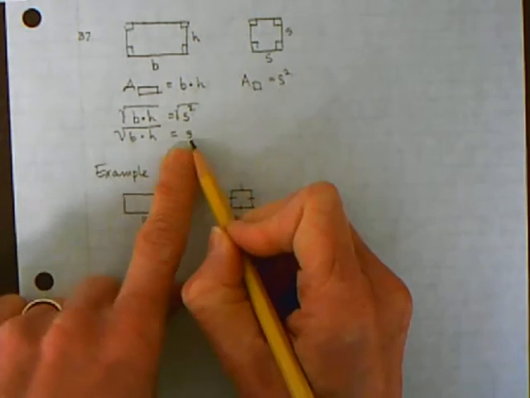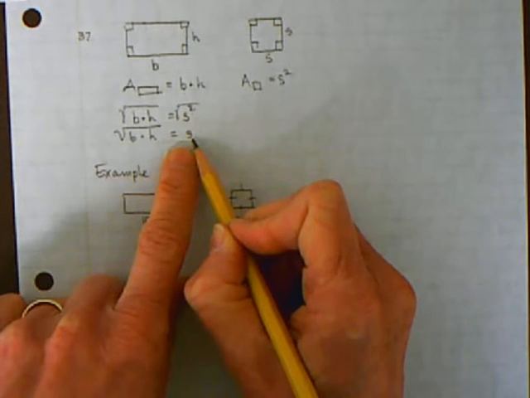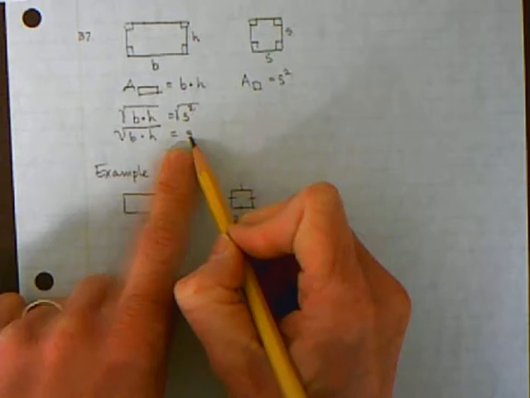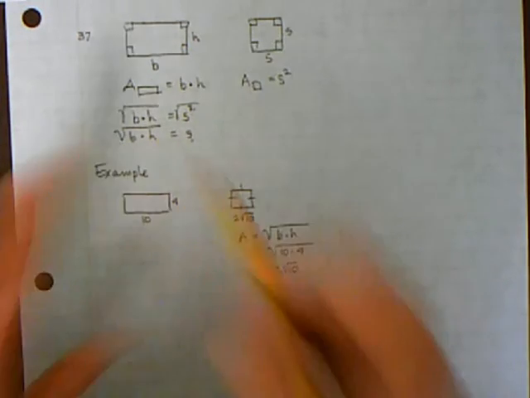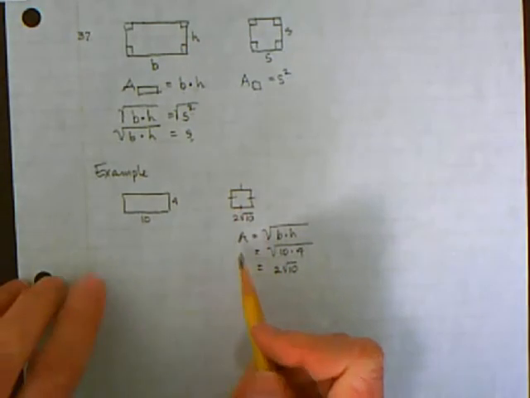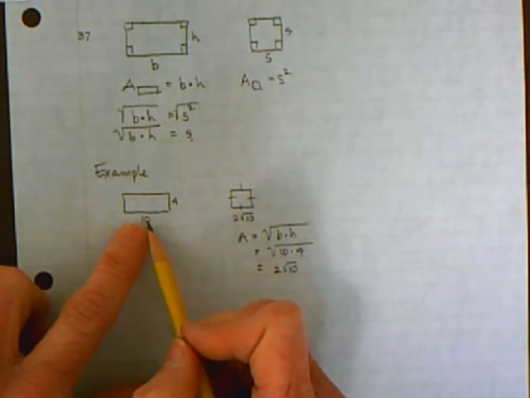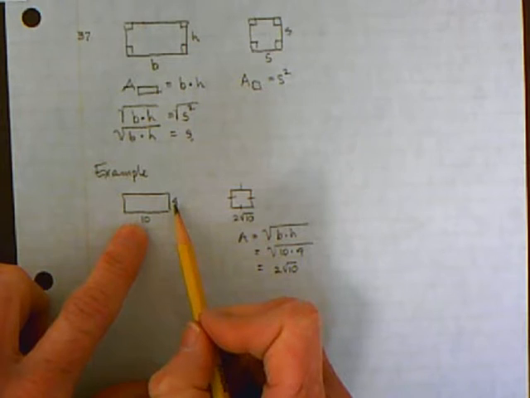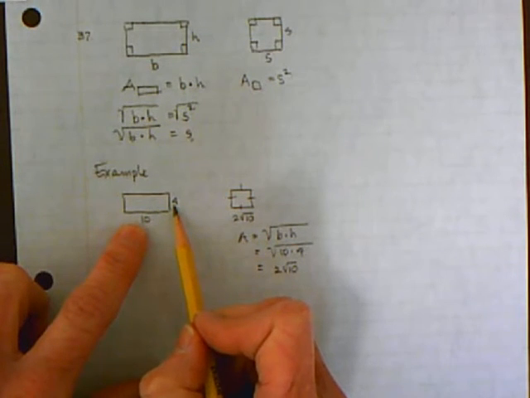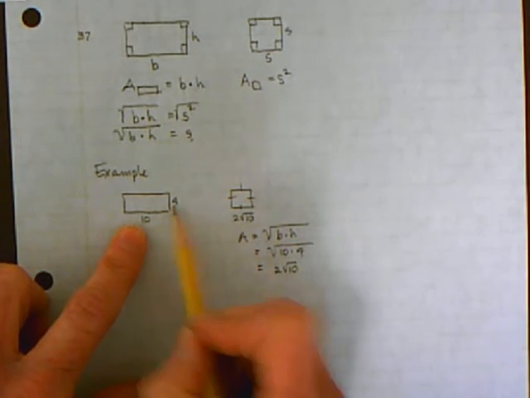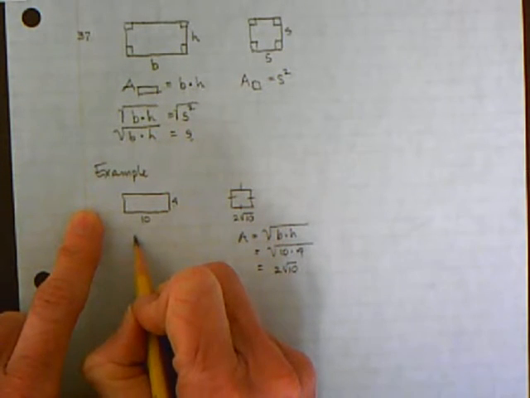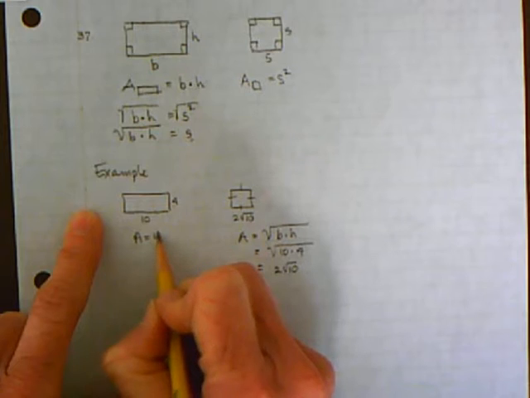All right, this is really the absolute value of S, but I'm only taking the positive value since we're talking about the side length of a square. So S is equal to the square root of base times height. So what does that mean? Well, that means suppose I have a rectangle with base 10 and height 4. What's going to be the length of a side of a square that's going to give me the same area as this? I know this area here of my rectangle is 40 units squared.